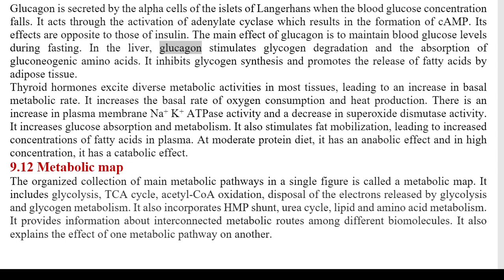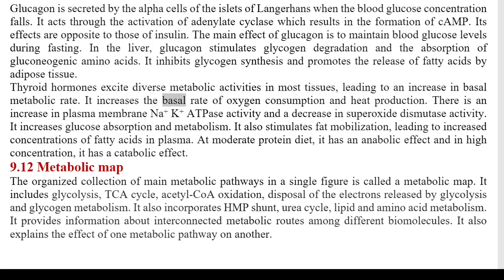In the liver, glucagon stimulates glycogen degradation and the absorption of gluconeogenic amino acids. It inhibits glycogen synthesis and promotes the release of fatty acids by adipose tissue. Thyroid hormones excite diverse metabolic activities in most tissues, leading to an increase in basal metabolic rate.